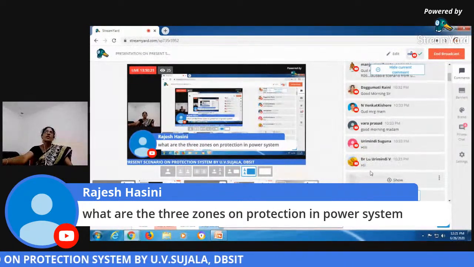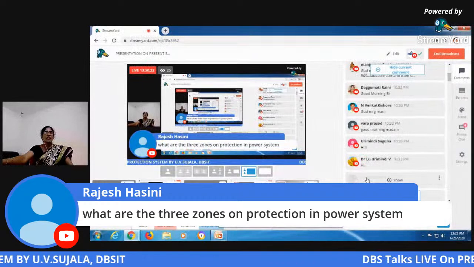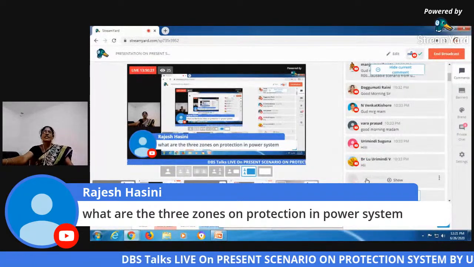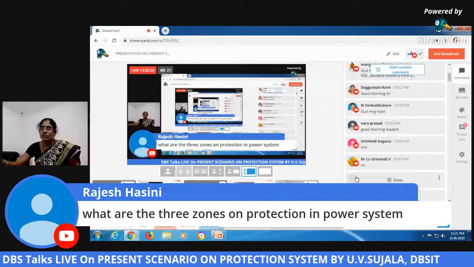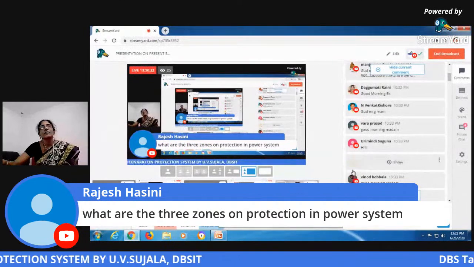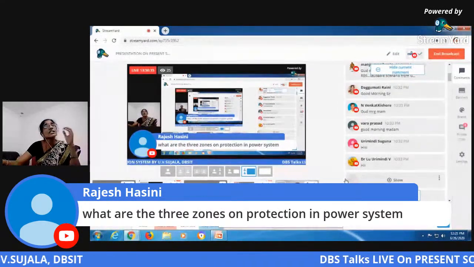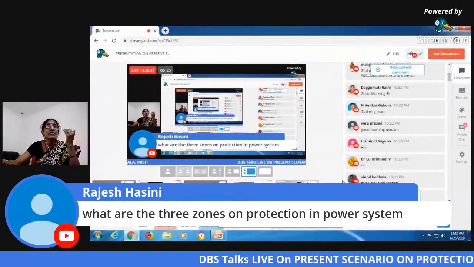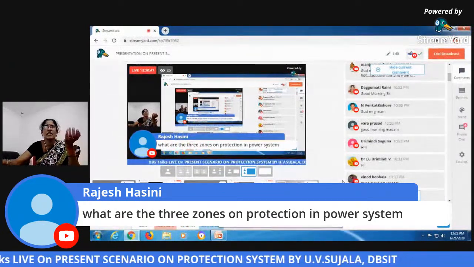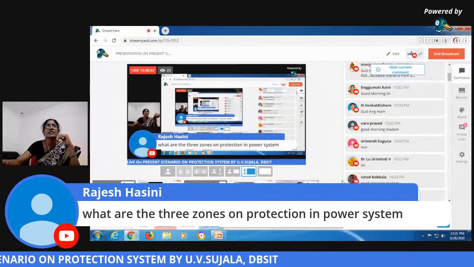There is protection not only in primary and secondary zones. There are high voltage zones and low voltage zones, and then there are over current zones and differential protection zones. There are different zones.